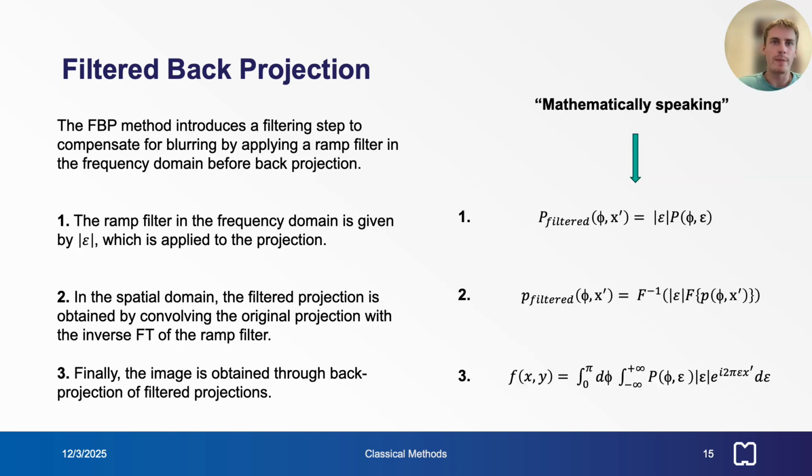So to talk a bit more about the high-pass filter we're applying, the filtered back projection method applies this ramp filter in the frequency domain. And this ramp filter is just a linear filter which preferentially selects high-frequency components of projections. So when we reconstruct the image, we just back project these filtered projections.